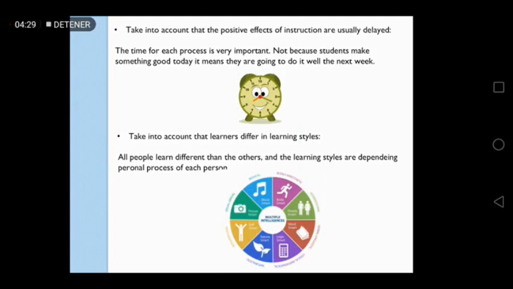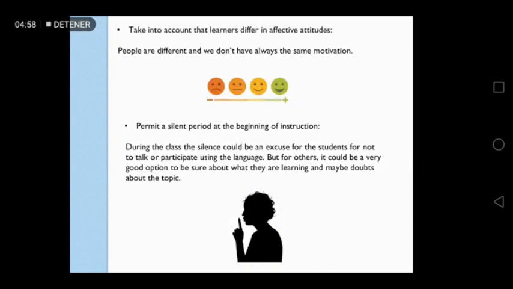Materials should take into account that learners differ in learning styles. All people learn different. So for that reason, it's important to use different kinds of materials, not only for kinesthetic people, not only reading, not only writing, not only drawings, because everybody learns different. And this is depending on the personal process of each person.